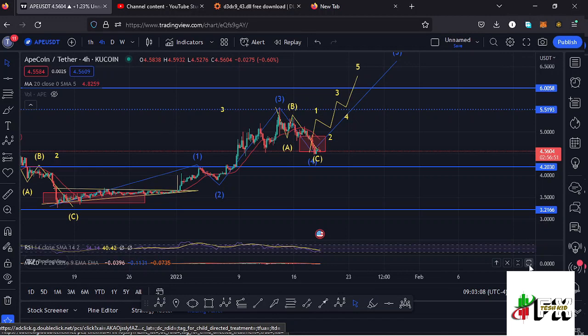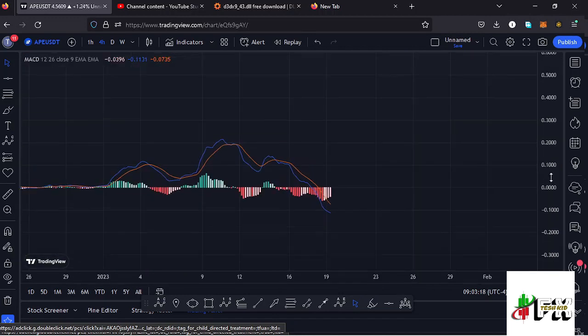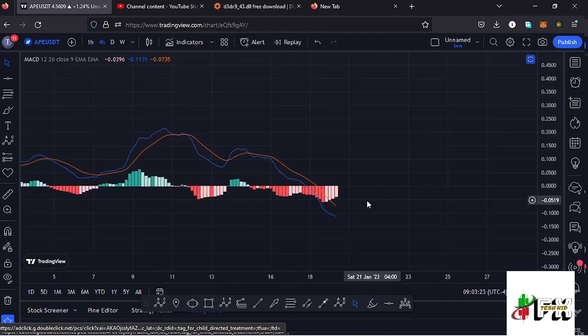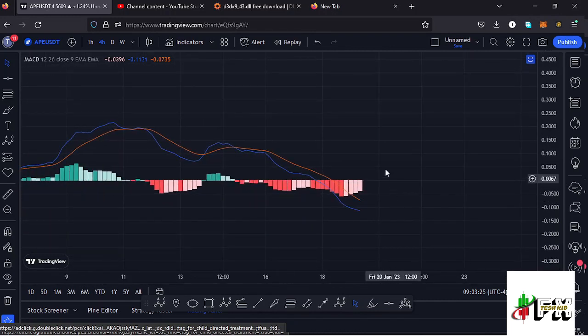And if I also take a look at the MACD, we have printed a bearish cross, but we are seeing a bit of a decrease in the selling momentum, meaning soon we might be able to see a reversal on the MACD and print a bullish cross. So let's be patient and see how that plays out, and I'll keep you updated.